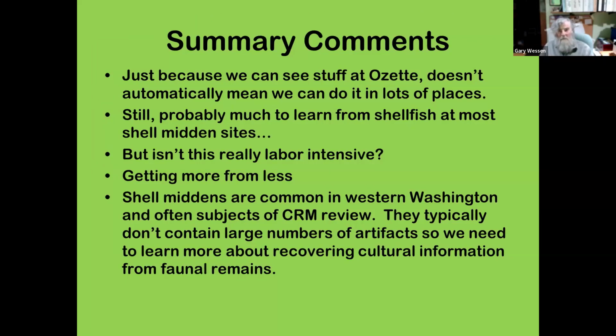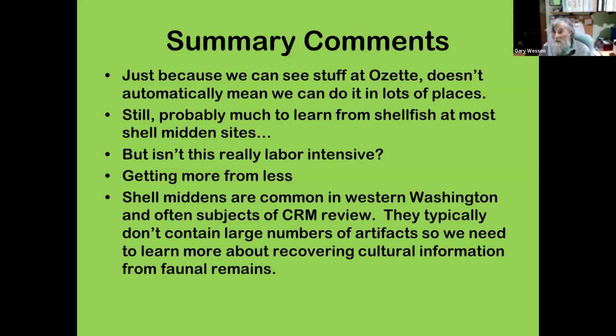But I think even if you don't have giant sample sizes, as I describe here, there's probably a lot we can learn from shellfish at most of the shell midden sites in Western Washington. And I could see people going like, well, gee, okay, that's really cool, but you had a small army of people to do it, and this was really labor intensive. I mean, this was worked on for several years to do. And it is really labor intensive.